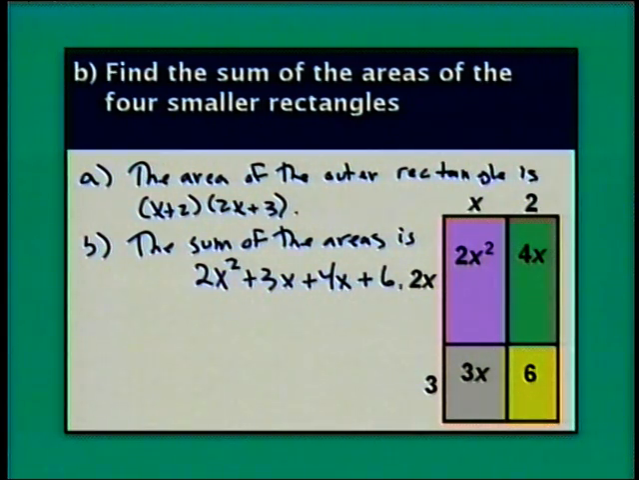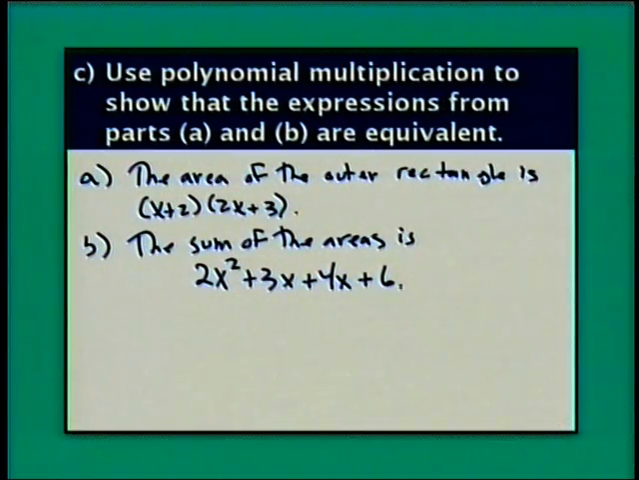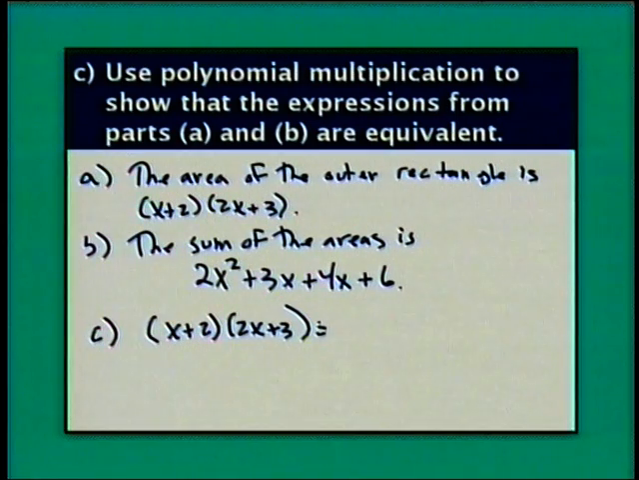Now, what we're looking at here is sort of a geometric interpretation of the algebra we were doing in the last lesson. So finally, we're going to do the algebra to show that these two areas, which are equivalent, are the same as the two algebraic expressions being equivalent. So if I expand x plus 2 times 2x plus 3, using the FOIL shortcut, x times 2x is 2x squared. Product of the outer terms gives me 3x. Product of the inner terms gives me plus 4x. And finally, the product of the last terms gives me plus 6. Indeed, I see that the geometry and the algebra are coming together.